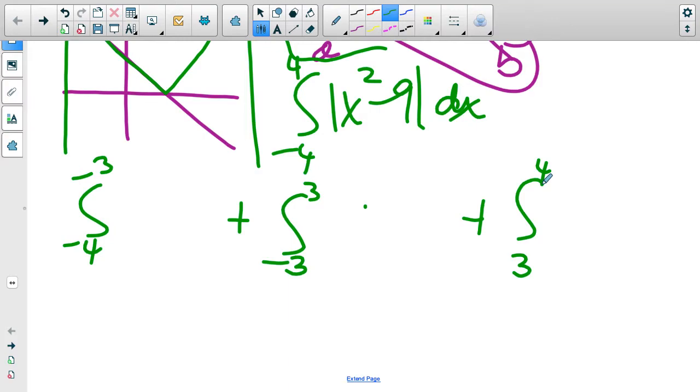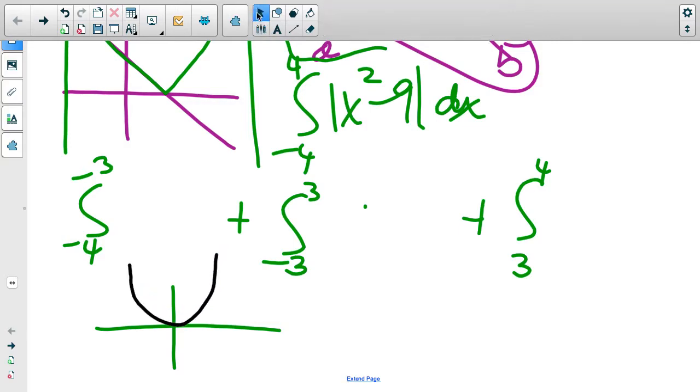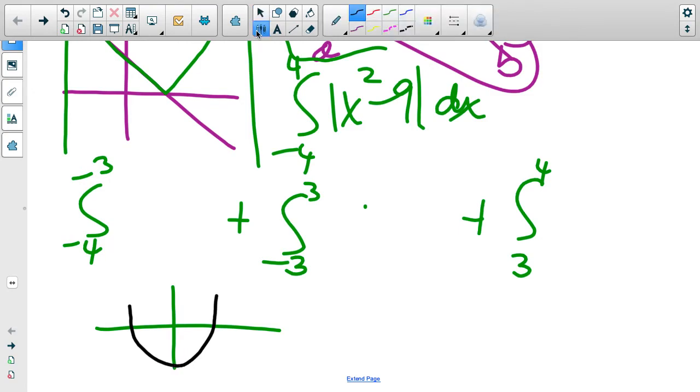All right, let's look at a picture. What do you know about x squared minus 9? X squared minus 9 would move it down, right? So these are the numbers that Carla quoted as negative 3 and 3, okay? Before negative 3, are the absolute value bars doing anything? That's x squared minus 9. After 3, from 3 to 4, it's positive.